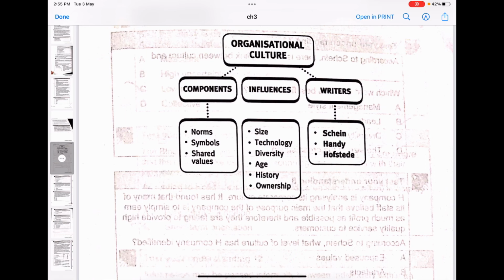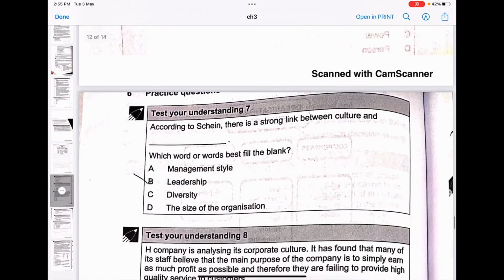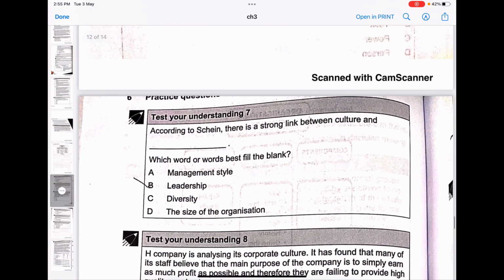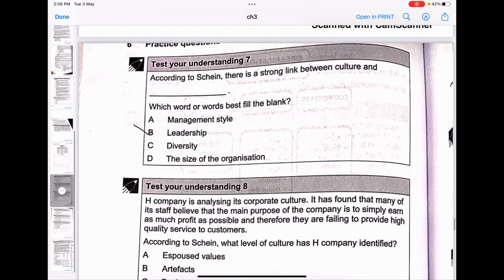So, this is what we've seen in the chapter so far. Wasn't that really easy? Okay, let's just do the practice questions quickly. According to Schein, there is a strong link between culture and leadership.